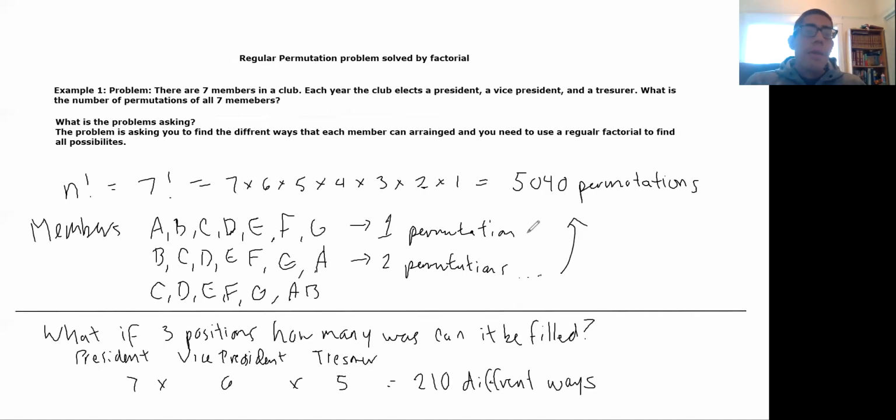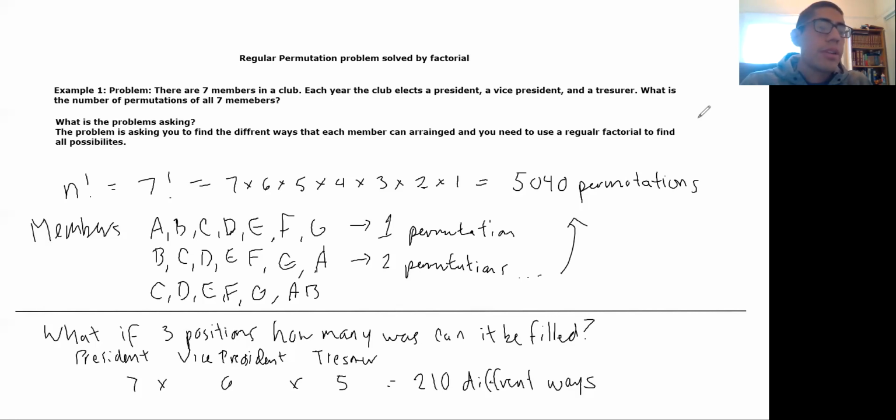So here is a regular permutation problem solved by a factorial. That's what we're doing here. If you read what the problem says, for example, there are 7 members of a club, right? So there's 7 people. Each year, the club elects a president, vice president, and a treasurer. What is the number of permutations of all 7 members?